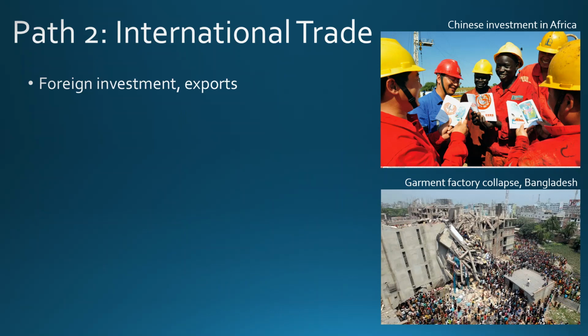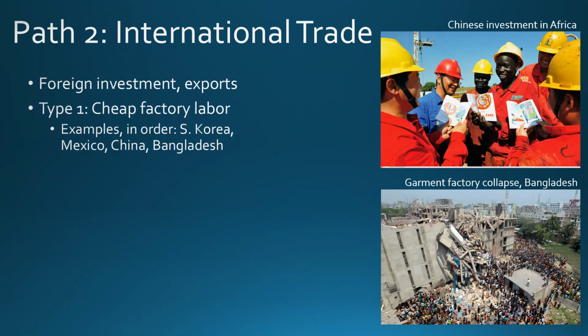The second path is international trade, where you get foreign investment and you make things and you export them. There's a couple of types here. One is kind of cheap factory labor. So examples, and this is kind of in order of how they industrialized. South Korea, which has now entered more a service economy. Mexico, which is a more developed, would not necessarily be considered an MDC, but it is certainly more developed. It's like that middle developing country, as well as China, and now places like Bangladesh, which are less developed countries.